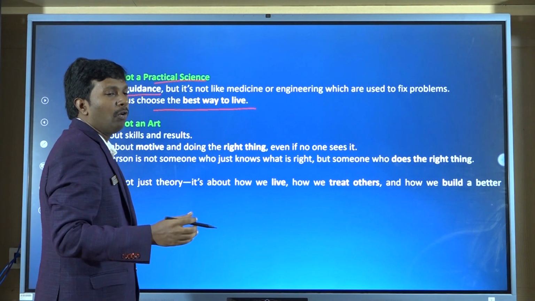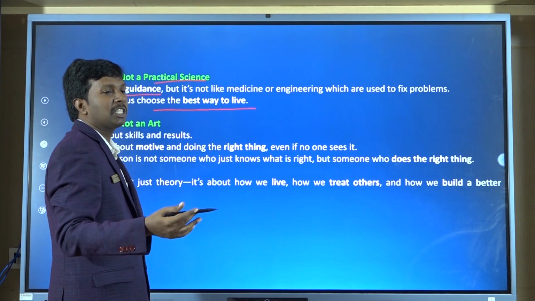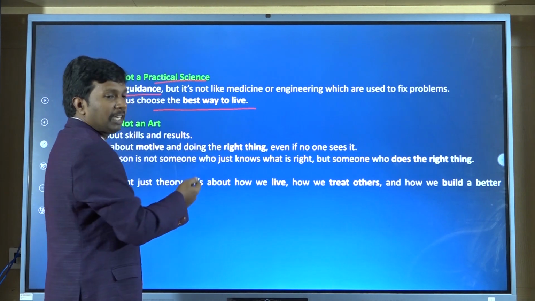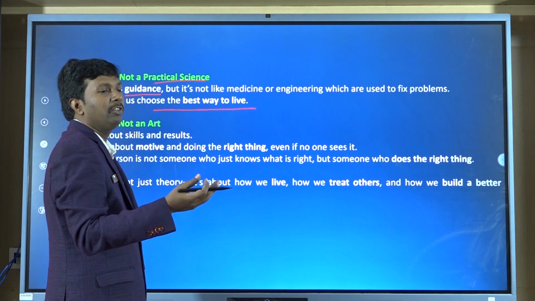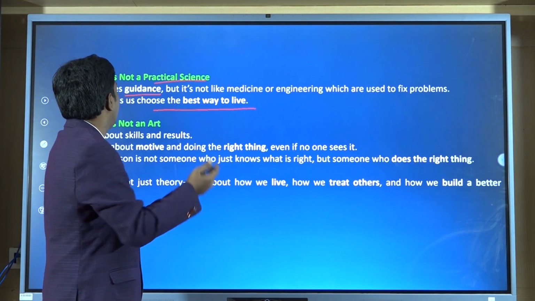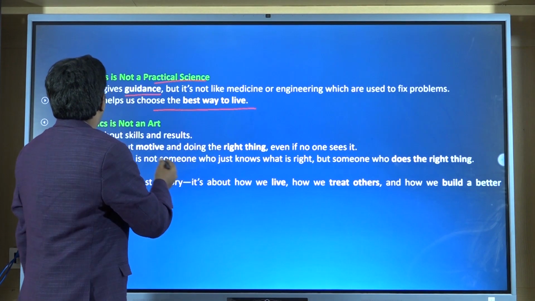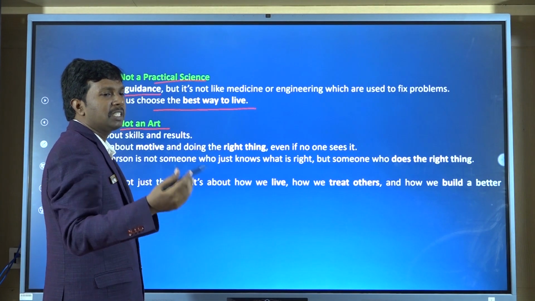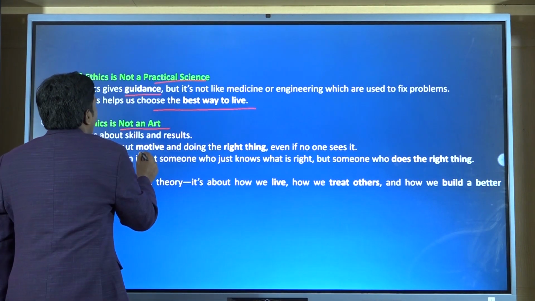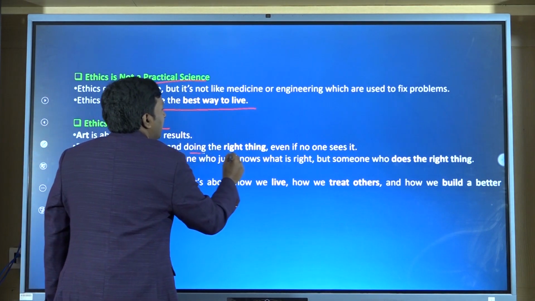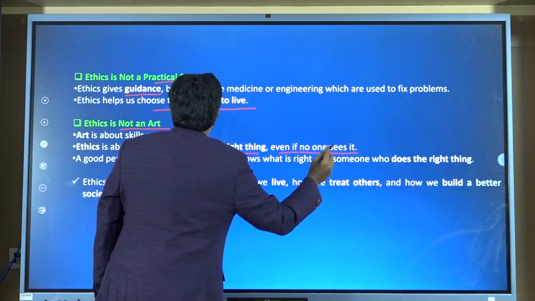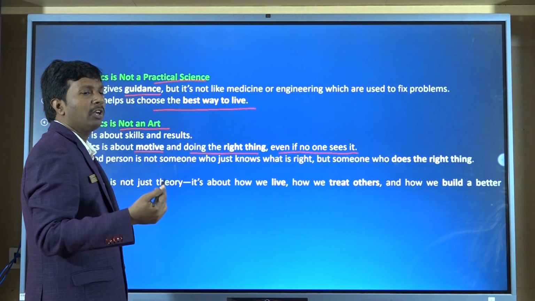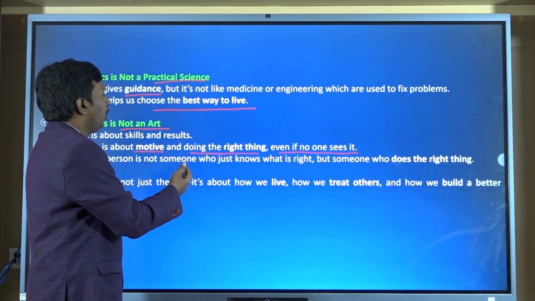So in our life, how we have to live, what is the best way? Ethics teaches us the best way in our life, and also it gives guidance. How we behave in society, in profession or job, it guides us. So next, ethics is not an art. Art means skills and results, right. So ethics is about motive and doing the right thing even if no one sees it. So ethics tells about motivation, doing the right thing.